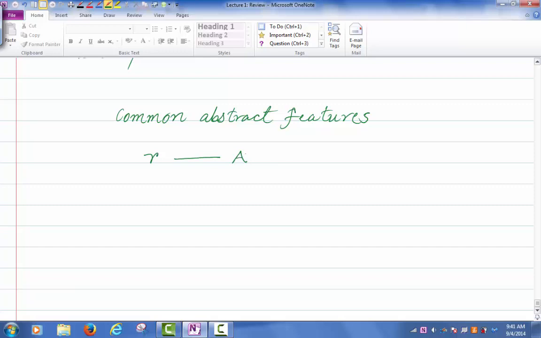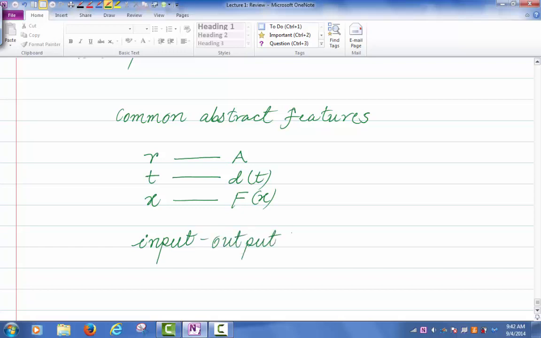So A is a function of R. Given a radius value, you have an area value. At a given time, you have a value of the distance function. At a given value of x, you have a value of the restoring function, f of x, right? So the first common abstract feature of all these relationships is that you can think of this as an input-output process.